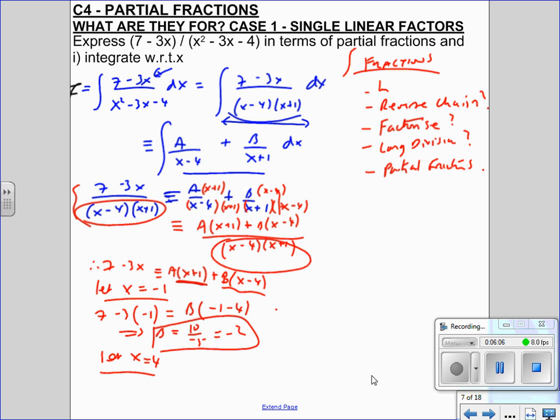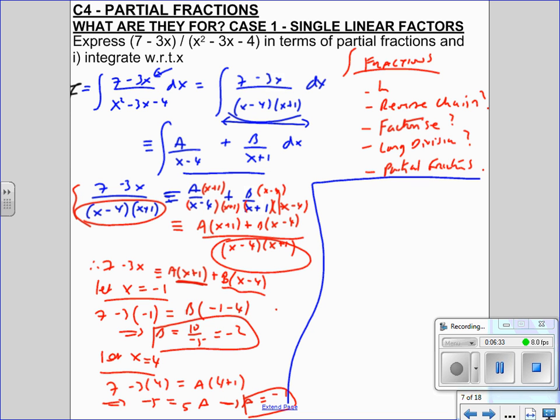So if I whack in 4, 7 minus 3 times 4 equals a 4 plus 1. So therefore 7 minus 3 times 4, so that's 7 minus 12 is -5. So -5 is 5a. And therefore a equals -1. Cool. Right, that means that if we section this bit off then, so we know a is -1. A is -1. B is -2.